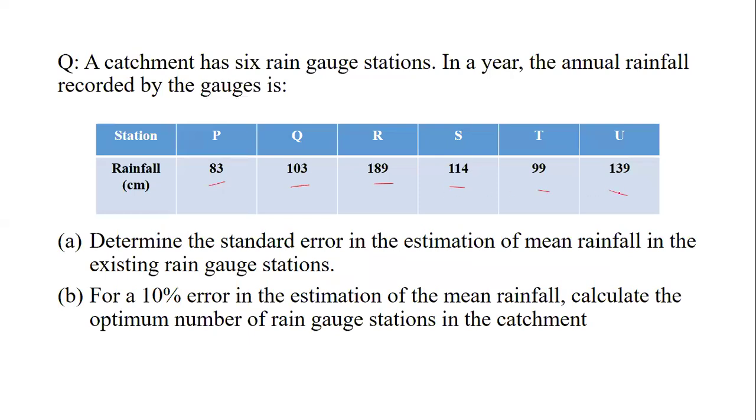हर स्टेशन पे रेन गेज लगाया और उस रेन गेज की जो डेली वैल्यूज हैं उससे एवरेज निकाल के साल भर का एवरेज निकालना है. और अब आपको दो पार्ट्स में क्वेश्चन पूछा गया है. You have to determine standard error in the estimation of mean rainfall, and in the second part you have been given 10% error and you have to determine the optimum number of rain gauges.